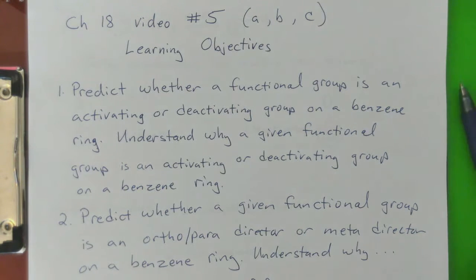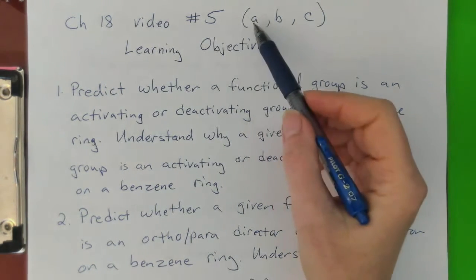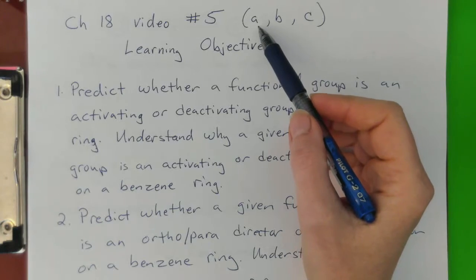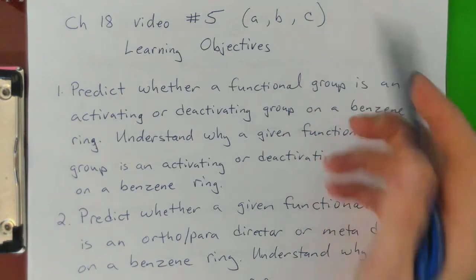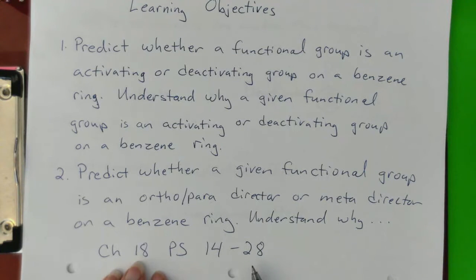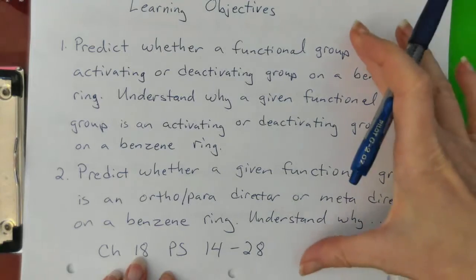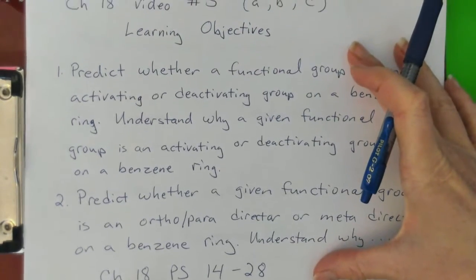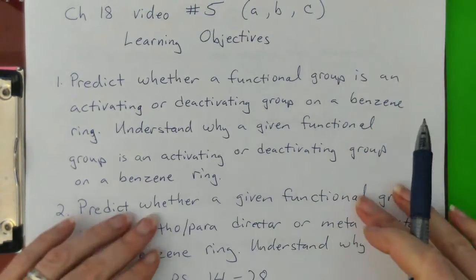Hello and welcome back. We've been talking about reactions on a benzene ring. This is video number 5 and it's part A. You'll need to get through all 3 parts in order to be able to work all of these problems from the chapter 18 problem set and to meet this learning objective. So let's go ahead and get started.